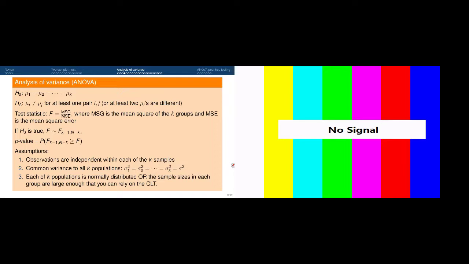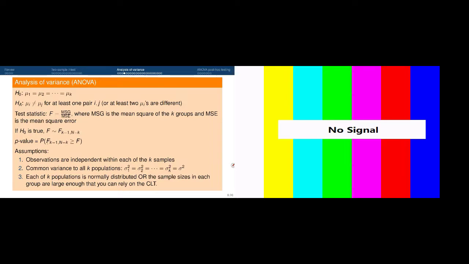All right, so remember for the F distribution, there are two separate degrees of freedom that you need to note. And they are K minus one, where K is the number of groups. So if we were dealing with three different groups, the first degree of freedom would be two, and N minus K is the total number of samples minus the number of groups. All right.